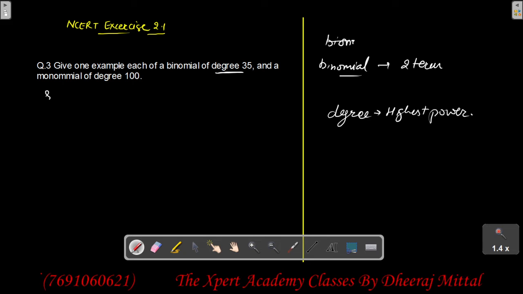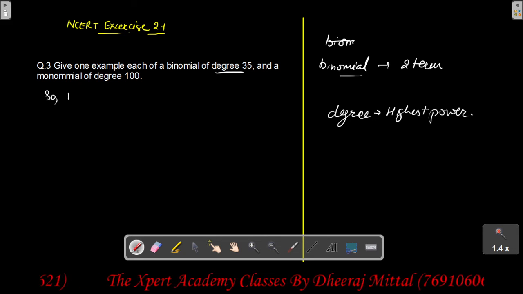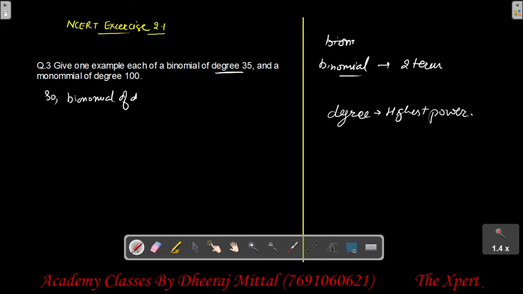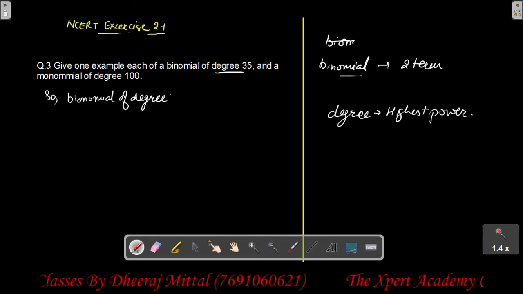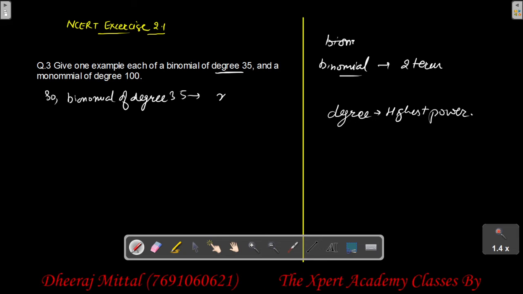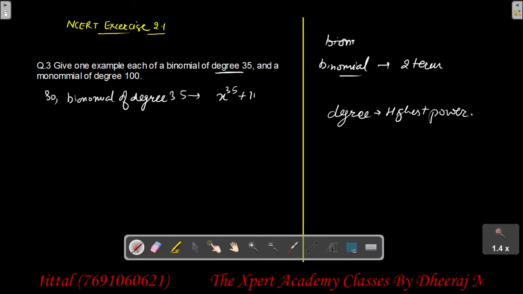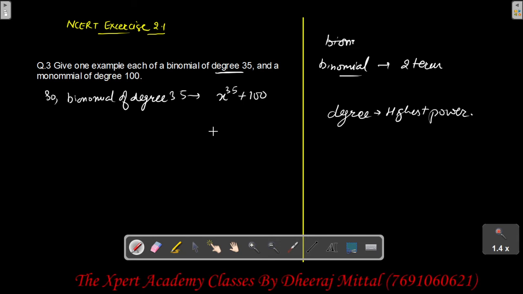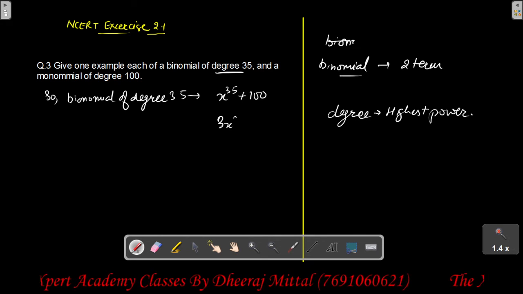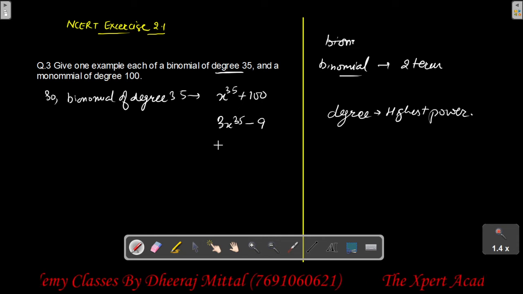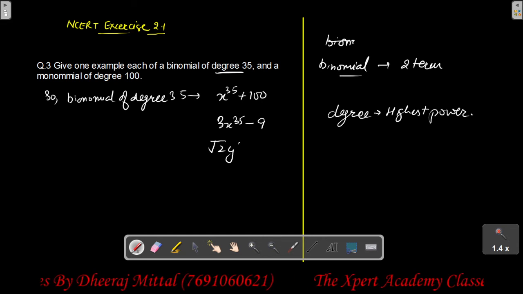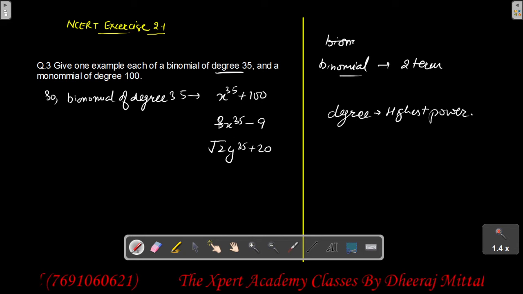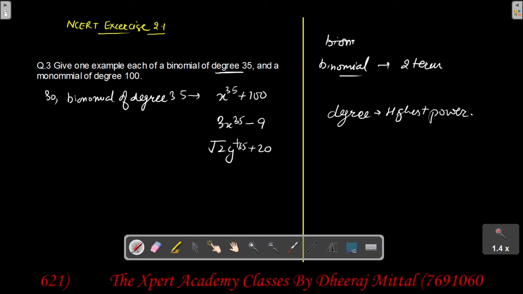So a binomial of degree 35 will be x to the power 35 plus 100, 3x to the power 35 minus 9, root 2 y to the power 35 plus 20. These all are examples of a binomial which have two terms and the highest power is 35.